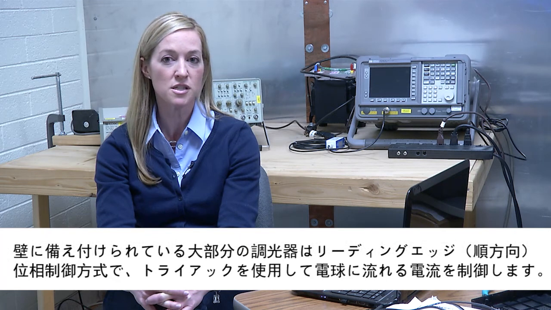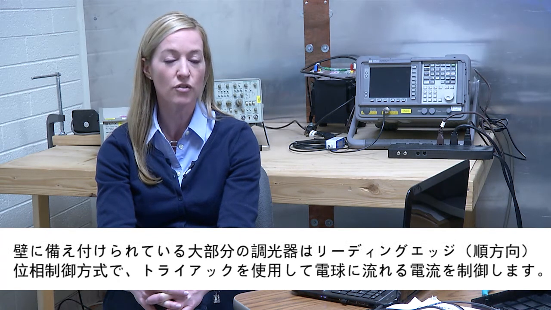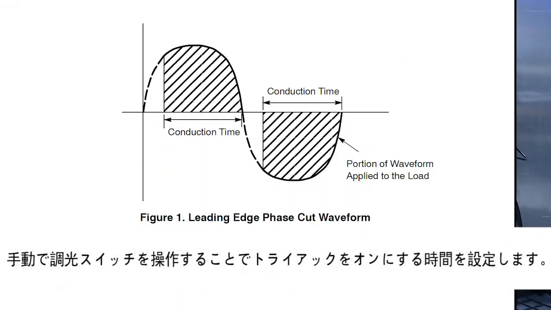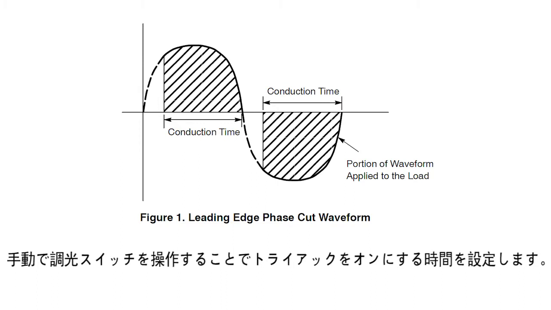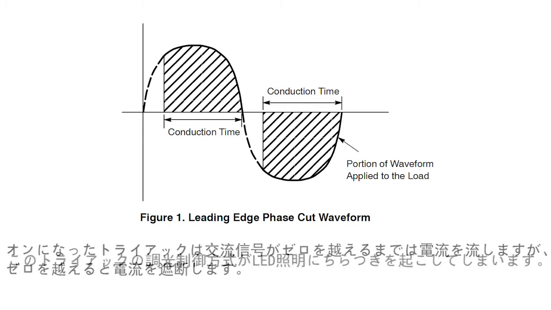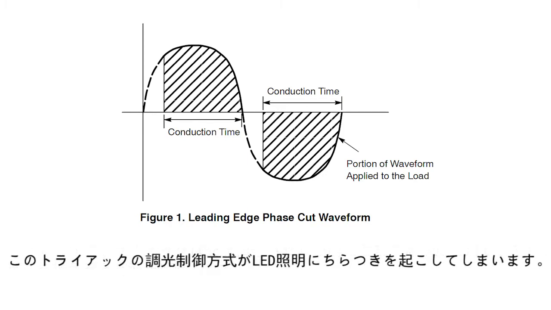The majority of installed dimmers are of the leading edge, forward phase cut design and incorporate a Triac to control the amount of power passed onto the bulb. The turn-on time on the Triac is controlled by the manual dimming control button. The Triac will then remain on until the AC signal crosses through zero, then it will turn off. It is this characteristic of the Triac that causes the flickering of the LED bulbs.